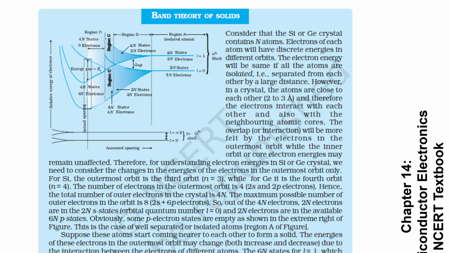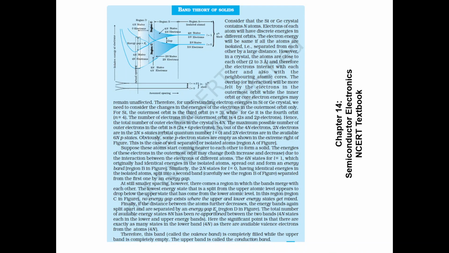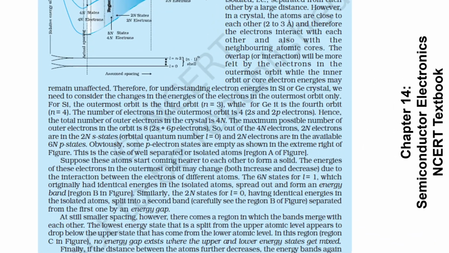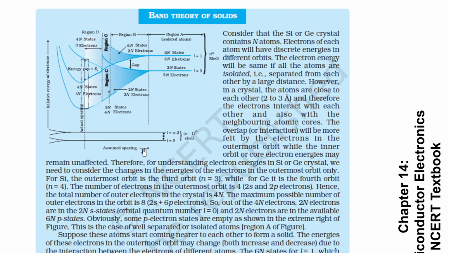Now, this diagram is a little bit difficult to understand because the previous one I was getting, but now we have shifted to this one. So, what are these blue lines? Can you tell me? The blue lines in the graph, they are the different states.